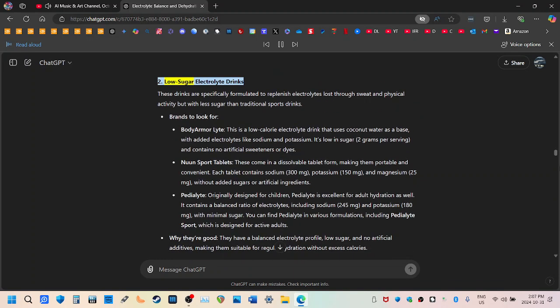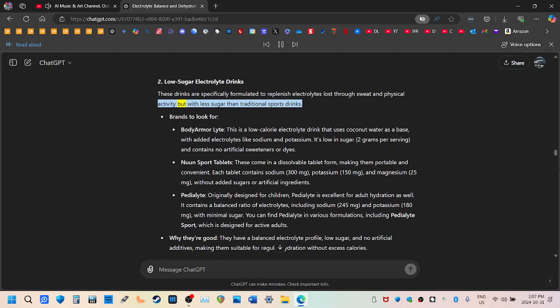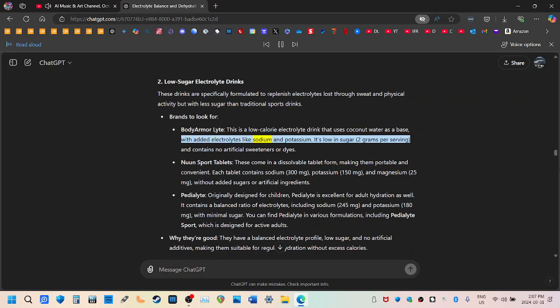2. Low-sugar electrolyte drinks. These drinks are specifically formulated to replenish electrolytes lost through sweat and physical activity, but with less sugar than traditional sports drinks. Brands to look for: Body Armor Light. This is a low-calorie electrolyte drink that uses coconut water as a base, with added electrolytes like sodium and potassium. It's low in sugar, 2 grams per serving, and contains no artificial sweeteners or dyes.